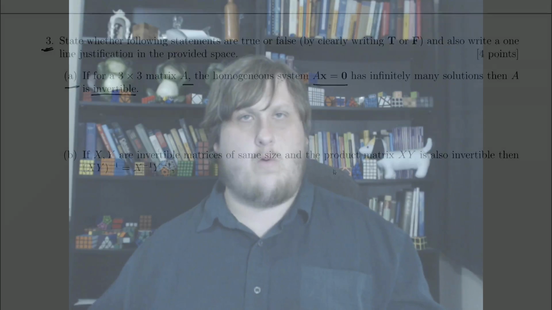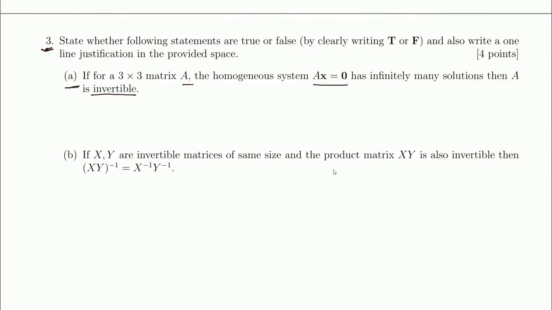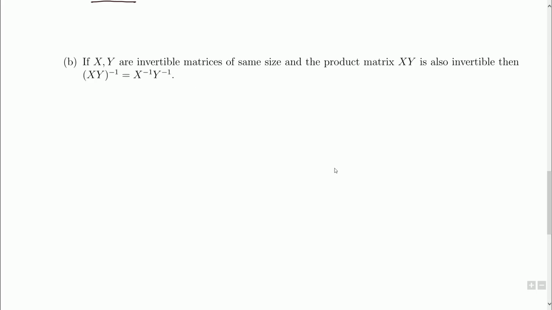Well, I could try and make a homogeneous system that has infinitely many solutions. If this statement is true, then the homogeneous system that I create, having infinitely many solutions, should be invertible. And it's got to be a 3x3 matrix A. So, I don't know, let's just make something that has infinitely many solutions. And you might say, well, this is insane. How could you just make something off the top of your head that has infinitely many solutions?